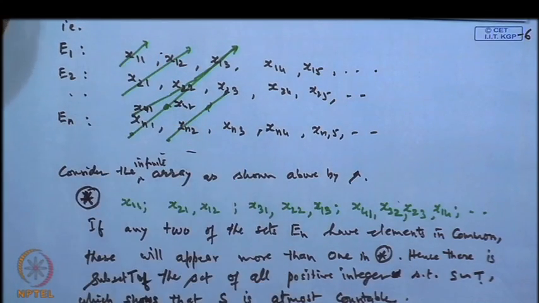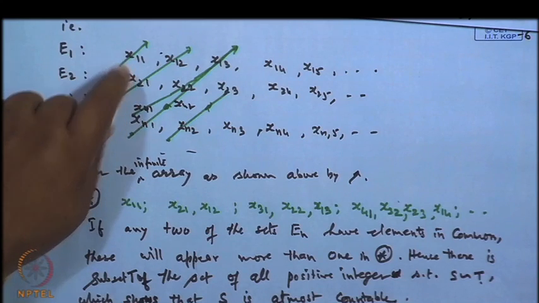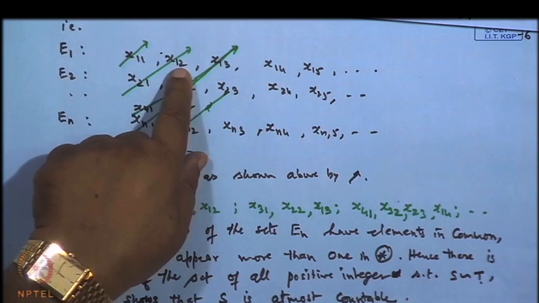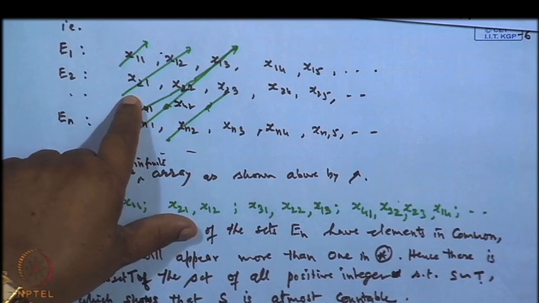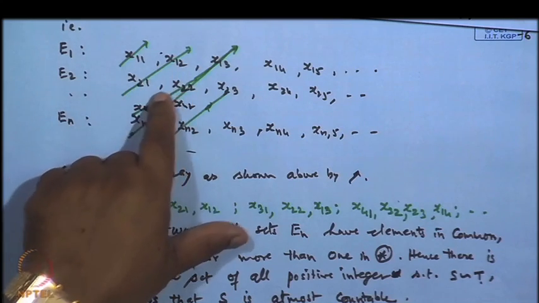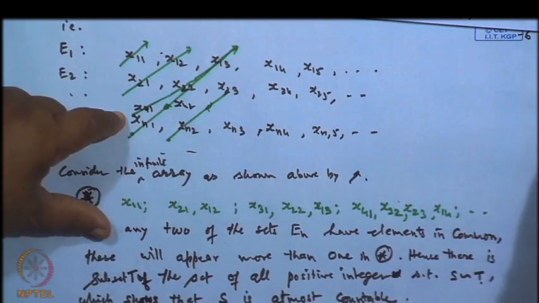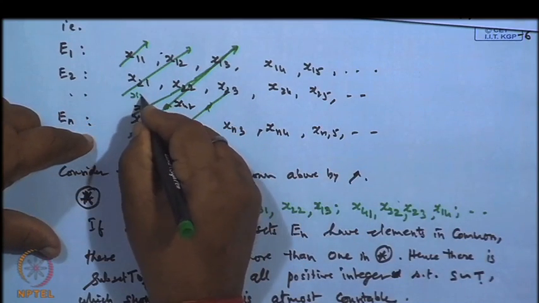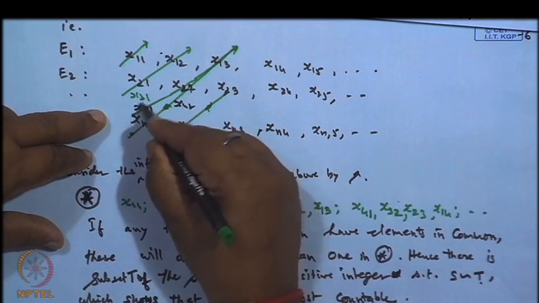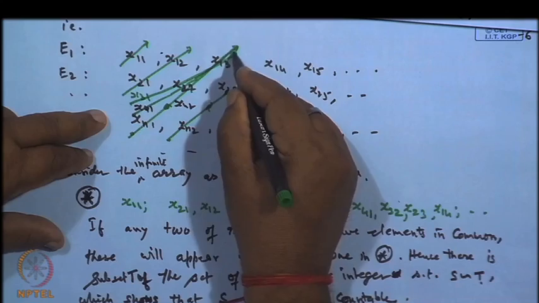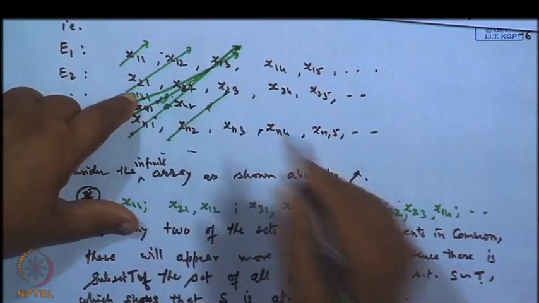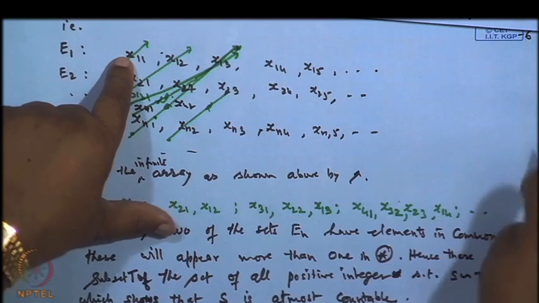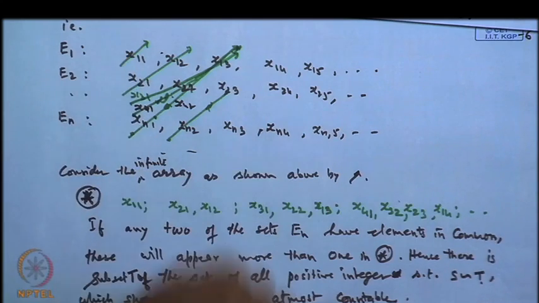Choose the first element x_11, then the second element x_21, the third element x_12, the fourth element maybe x_31, and so on, following the array where the sum of indices is 4. Okay, so this one, and continue. So, this has a one to one correspondence with the set of positive integers.